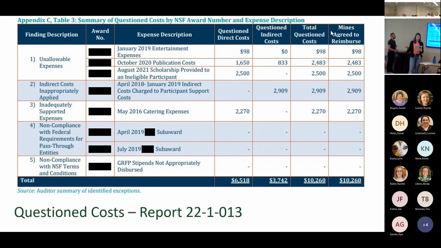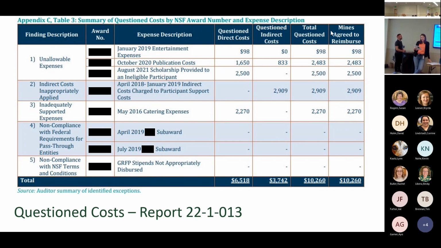This one was fun. They bought kayak, canoe, and paddleboard rentals for participants to use during free time at a conference. See, that was my face too. For those of you on the Owl, we have a jaw drop happening. Unallowable expense, just in case anyone was curious.